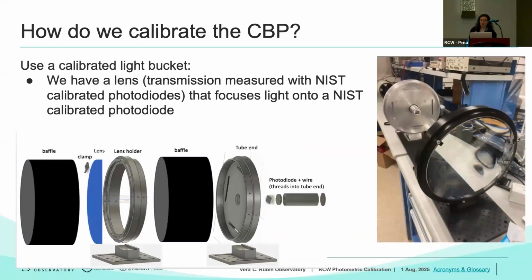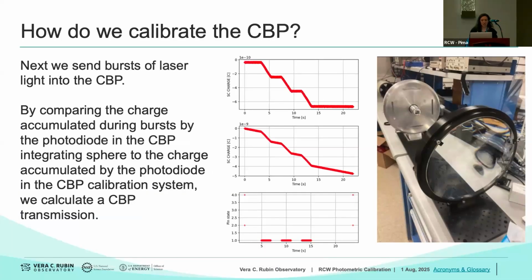So how do we calibrate the CBP? We have a calibrated light bucket: a lens that focuses light onto a NIST calibrated photodiode. We calibrated the lens also using NIST photodiodes. And basically we send bursts of laser light from the CBP onto this light bucket, and we measure a charge accumulation with photodiodes on both ends. So basically in the integrating sphere before it goes through the CBP, and then at the other end. And this is how we calibrate our CBP transmission.